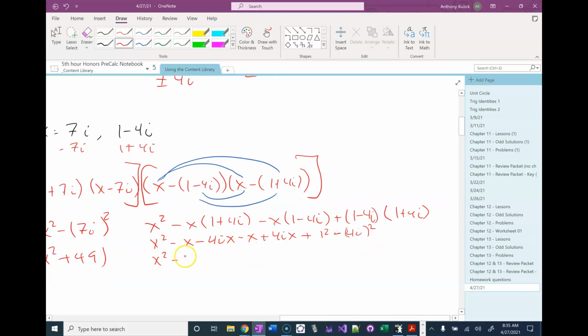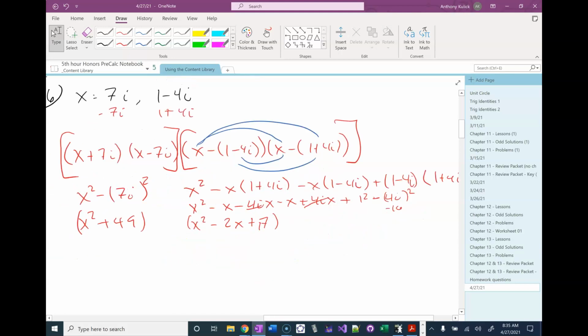So it's just going to be 1 squared minus 4i squared. So the negative x and negative x combine to make negative 2x. The negative 4ix and the positive 4ix cancel each other out. And then 4i squared is negative 16. So 1 minus a negative 16 is 17. And then I just FOIL out that stuff. So x squared times x squared is x to the fourth. And then minus 2x cubed and plus 17x squared. And then 49x squared. And then minus 98x.